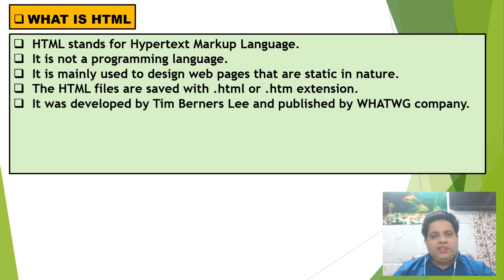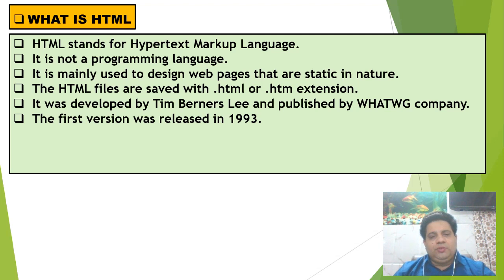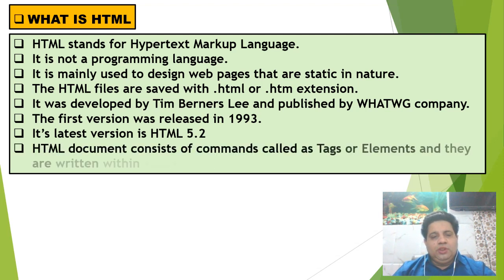Now, this HTML was developed by T. Berners-Lee and it was published by a company called WhatWG. Its first version was released in 1993 and since then it became popular day by day. And it is one of the main languages to design web pages. Its latest version is HTML 5.2. An HTML document consists of commands called tags or elements and they are written within angular brackets.